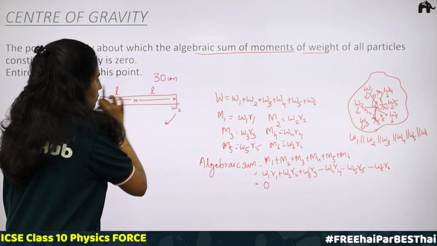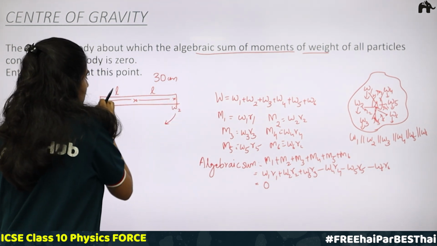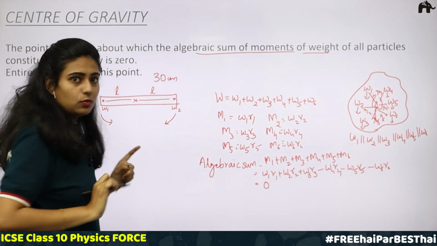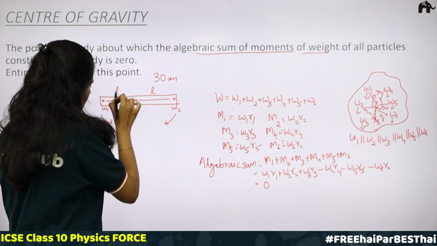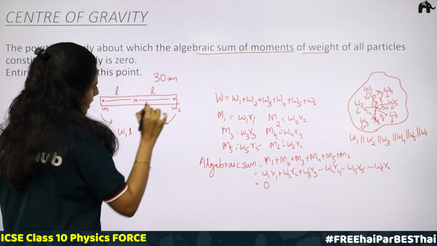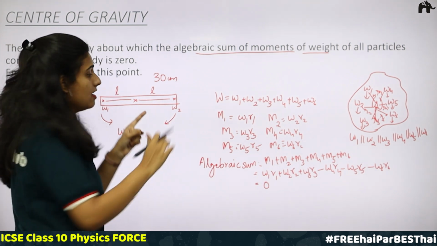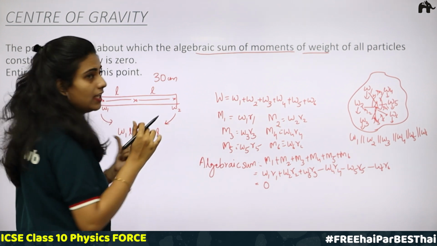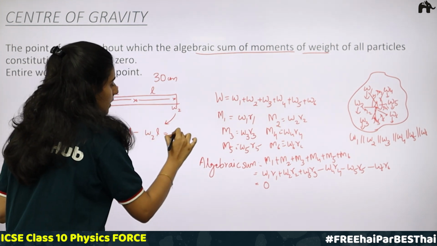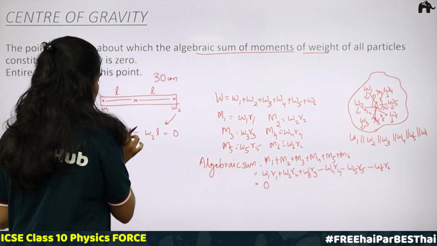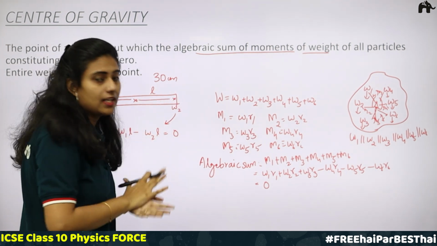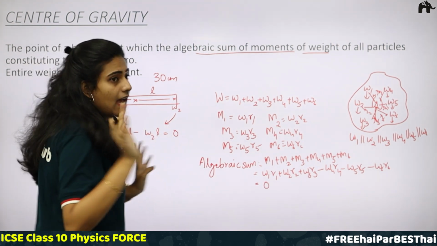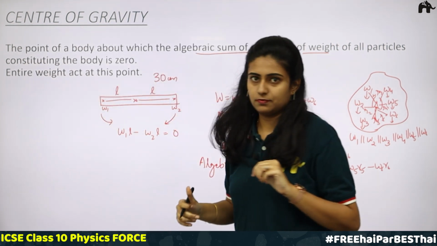Now, since this is a uniform body, the particles will be similar and the weight of particles should be same. Therefore, W1 will be equal to W2. When you take the moment, here you will be having W1 L and this will be W2 L. Since this is clockwise, you will take it as negative W2 L. When you take the algebraic sum, what will you be getting? You should be getting 0, because W1 is equal to W2, similar particles. We know L and L are equal, the length. Therefore, when you take the algebraic sum, you are getting 0.